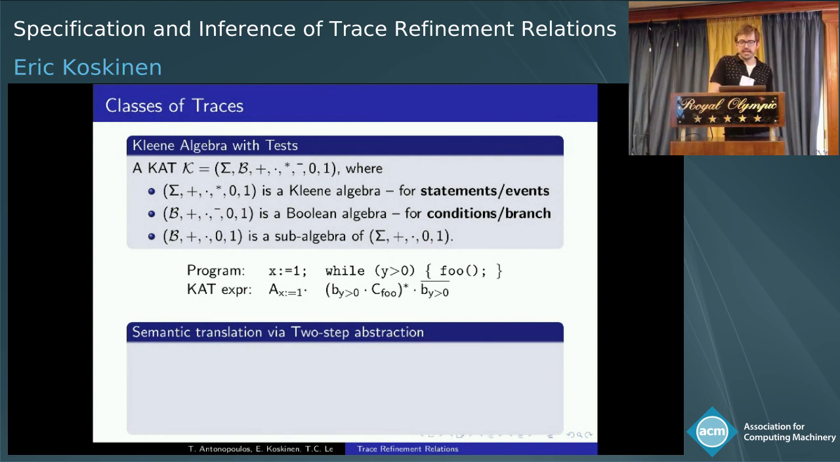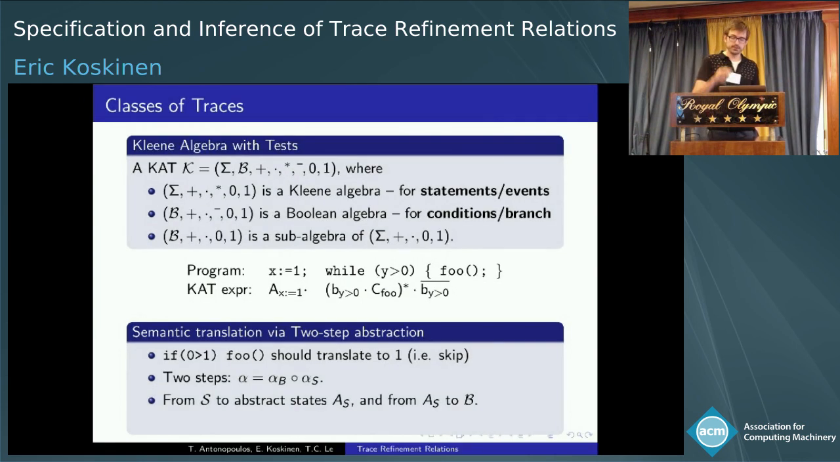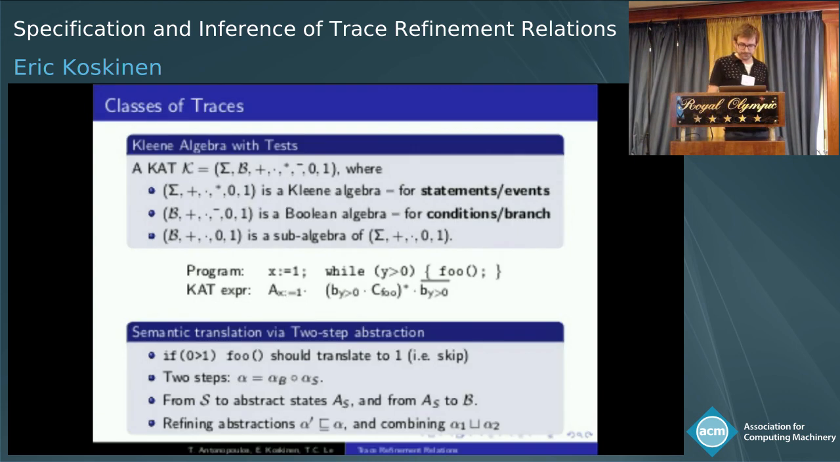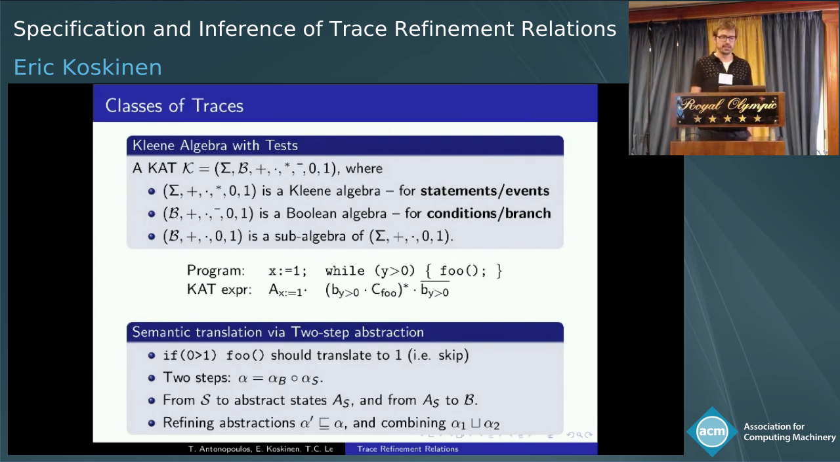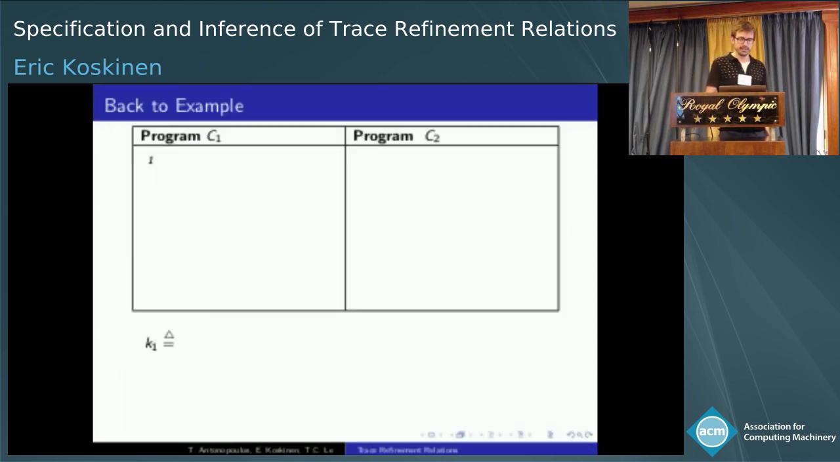Of course, it's a syntactic approximation, and ideally, we'd like something a little bit better. So for example, if an infeasible path is in it, this syntactic translation will directly translate the path. So one of the things we do in the paper is describe a different translation that's more semantic, where we use a two-layer abstraction. So first we take the program, then we run an abstract interpretation on it to get abstract states, and then we go from those abstract states into the Boolean subalgebra of KAT. There's some details to be worked out in terms of refining abstractions and combining abstractions, which are in the paper.